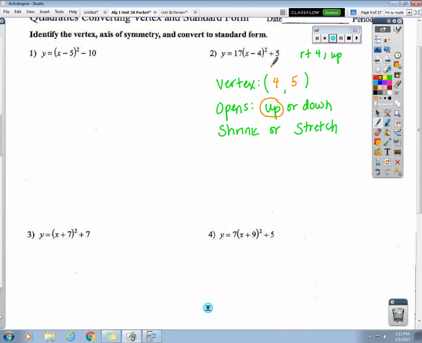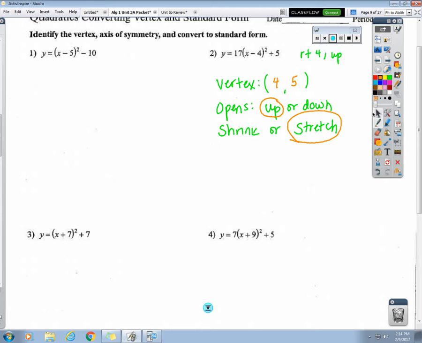And then, judging by this equation, is this going to be a shrink or a stretch? A stretch. Because if you have a number larger than 1, it's a stretch. Because when you try to stretch somebody out, the parabola will get skinnier, right? Or the person will get skinnier.